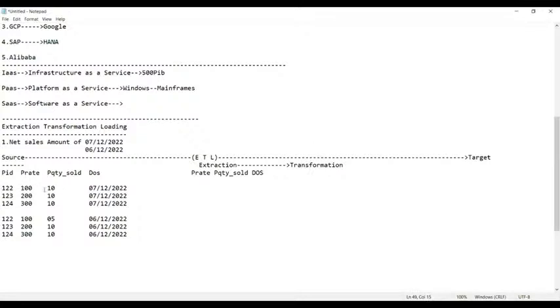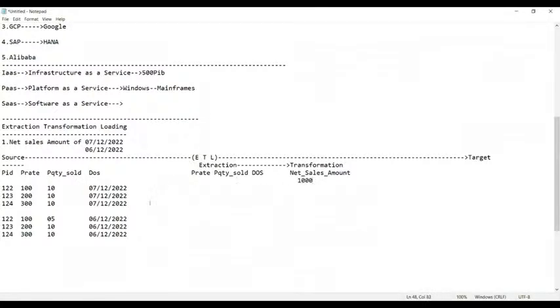That means 100 into 10 means what? Can you tell me, guys, what is 100 into 10? 1,000. Very good. So 100 into 10 is 1,000. So can I write it here directly as 1,000?